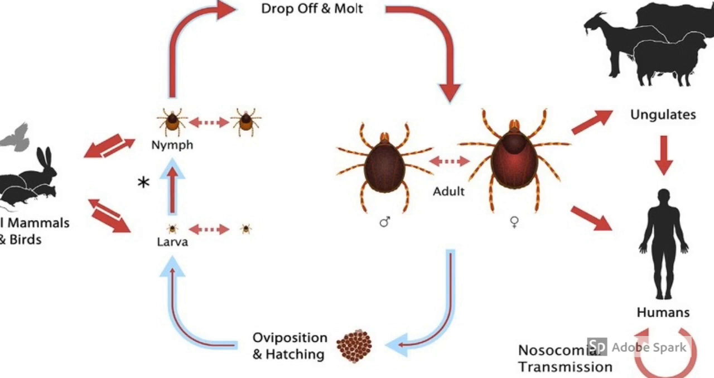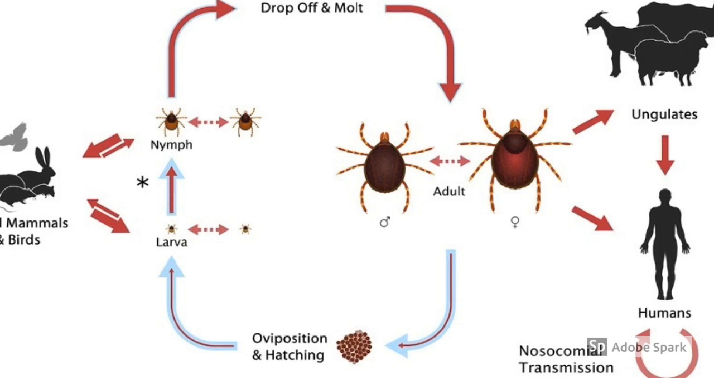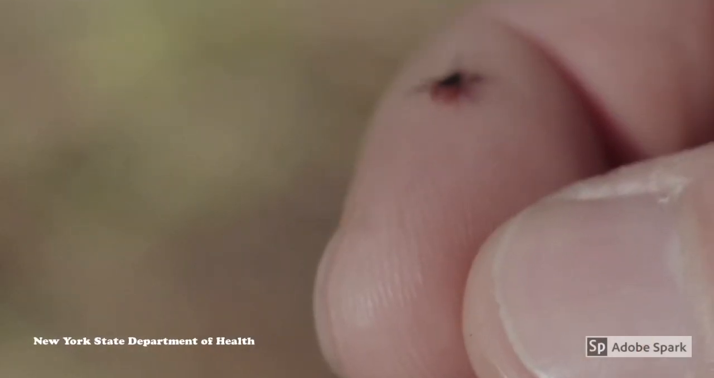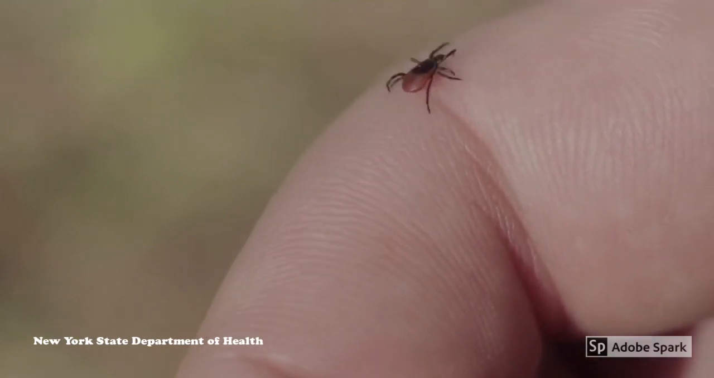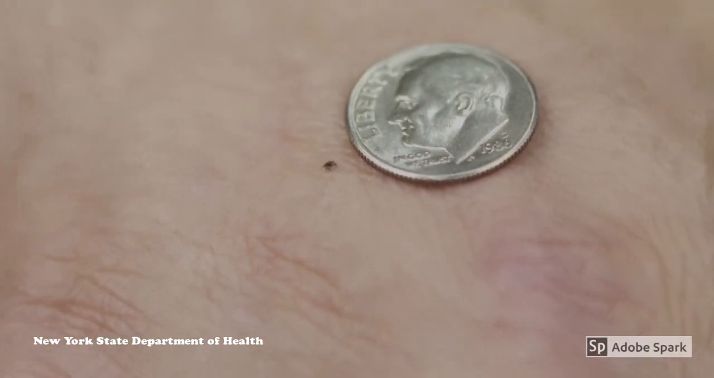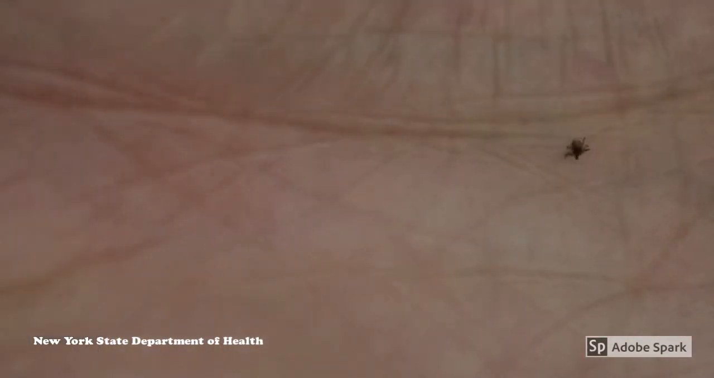So now that they're full on human or dog or deer blood, they are going to drop off and lay their eggs, and then the cycle starts all over again with a new generation. Ticks are known to transmit a lot of diseases, so keep an eye out for them when you're outside and take precautions such as spraying yourself with bug spray.